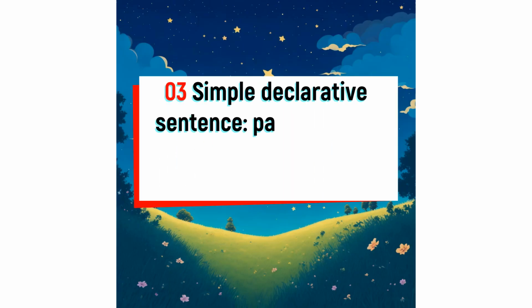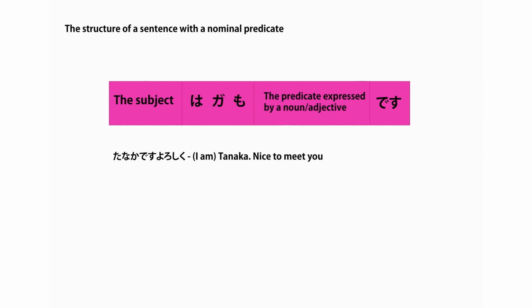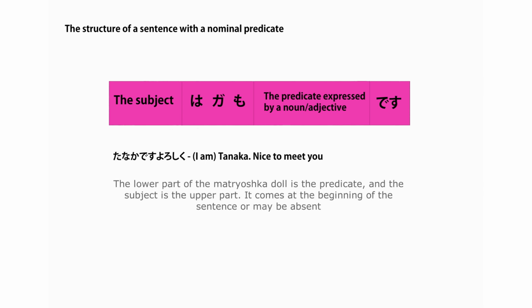The next important topic is the structure of a simple sentence with compound subject and predicate. We will start with the basic structure, subject plus predicate expressed by a verb or adjective. In the Japanese language, there is a relatively fixed word order. The structure of a sentence can be schematically represented as a matryoshka doll. The main lower part is the predicate, which always comes at the end of the sentence. The subject is the upper part of the doll and it always comes at the beginning of the sentence or may be absent, as in the case of so-called nominal sentences. 田中ですよろしく。 I am Tanaka. Nice to meet you.